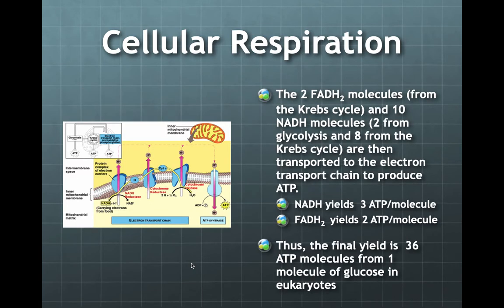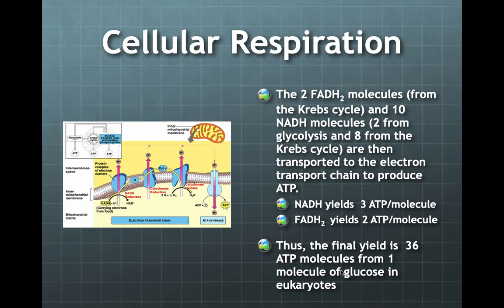Now, we get to the electron transport chain. So, we're going to have the 2 FADH2 molecules from the Krebs cycle, 10 NADH molecules, 2 from glycolysis, 8 from Krebs. They are now transported to the electron transport chain to produce ATP, because when I think hydrogens, I'm thinking electrons. So they're going to go to the electron transport chain. So the NADH is going to yield 3 ATP per molecule, while FADH2 is 2 ATP per molecule, which is going to give me the final yield of 36 molecules from 1 molecule of glucose in eukaryotes, and we're going to talk about why.